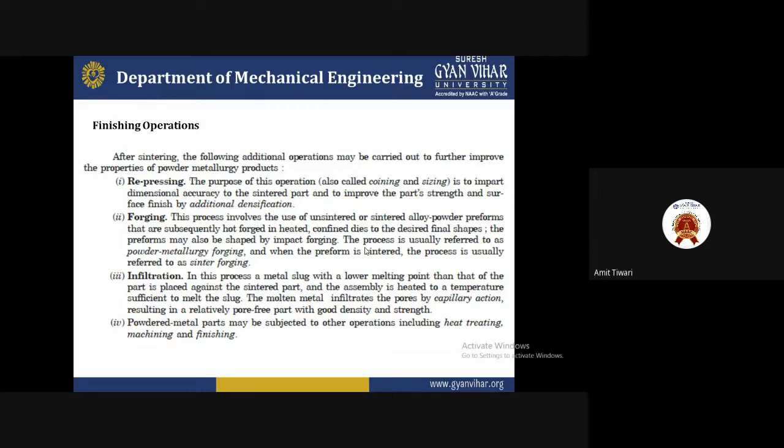So these are the overall sintering process that we have been discussing. The sintering is very popular. Why is it very popular? I think we have to understand all the features related to the sintering system.